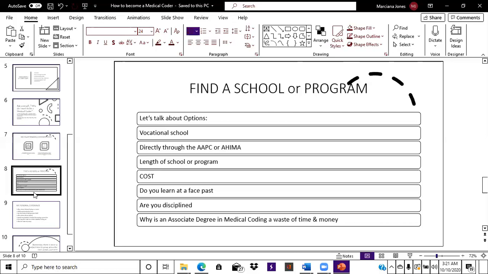Another thing to consider when you're thinking about a vocational program versus another type of program that takes 16 weeks, you want to consider, do you learn at a fast pace?